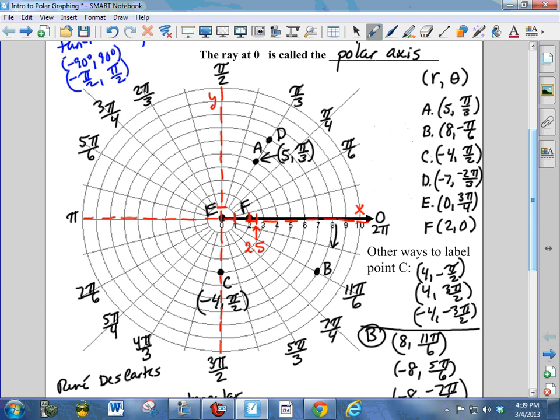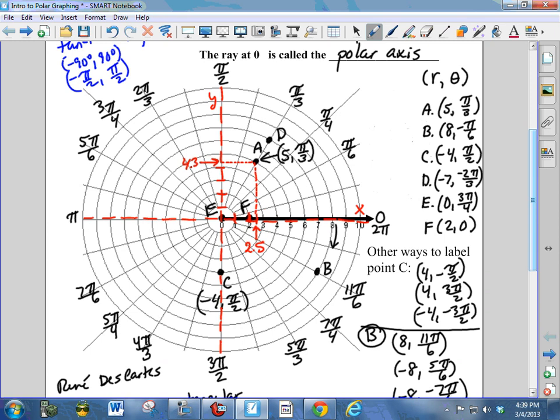I'd go 4 units in the y direction. So that would give me about here. This would be 4.3 right here. And if I went directly across and directly up and down, look at that. I get right there to the point A.